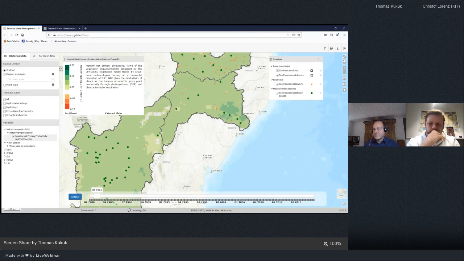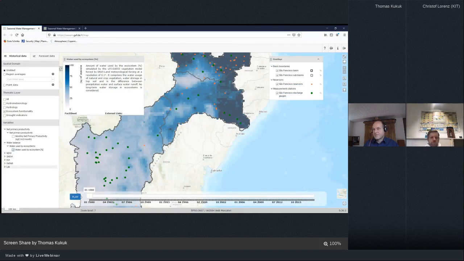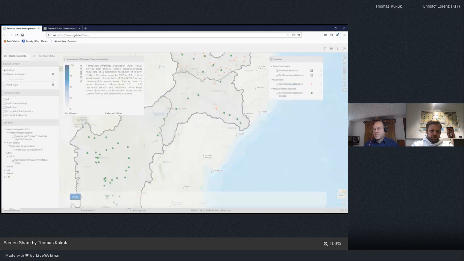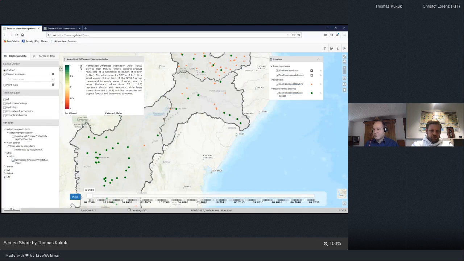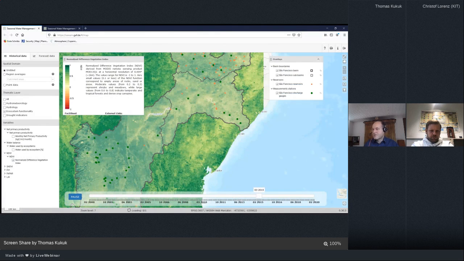Then we have the water balance over time. This shows the amount of water which is used by the ecosystem. So this is the water which is used here. You can always see the information up here. Further ecosystem functionality information is provided with an NDVI, which shows the changes within the area, with a very high resolution, on the vegetation growing and greenness.